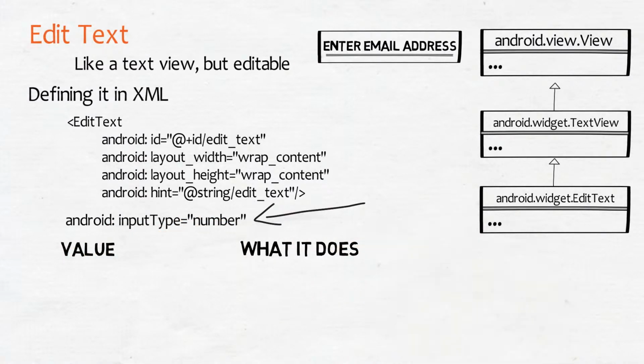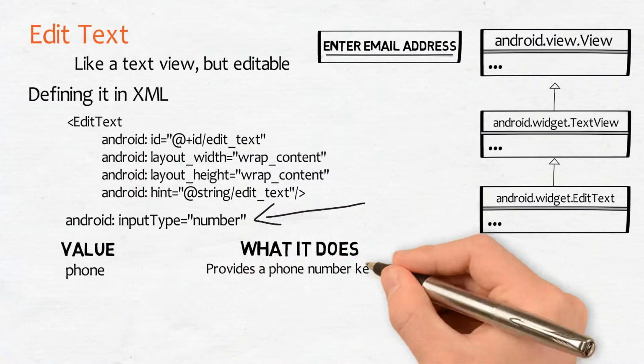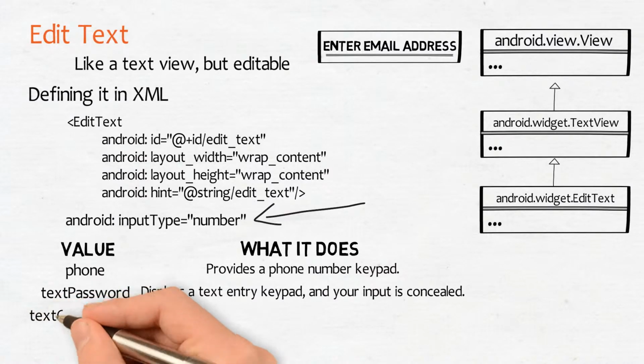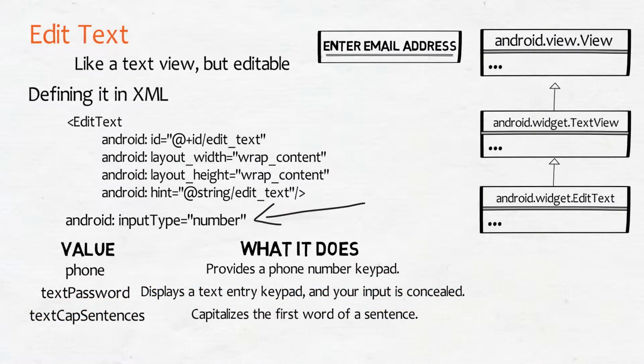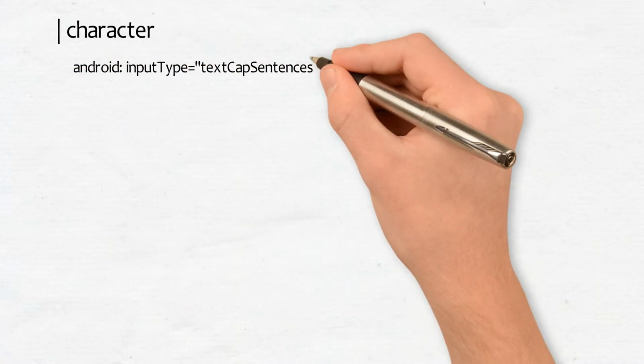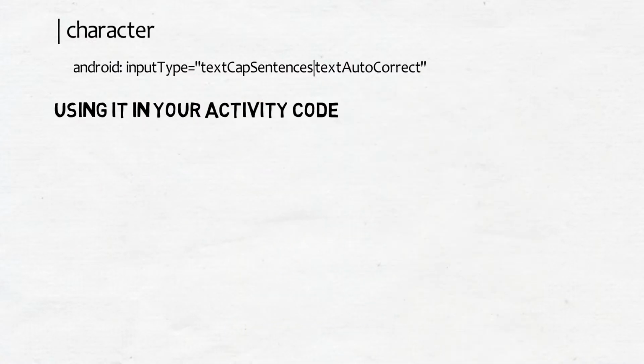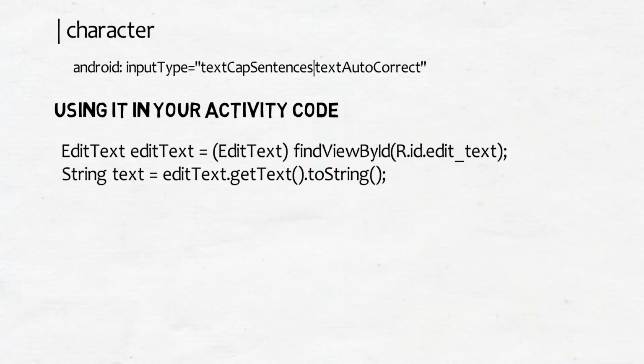Here are some more. Phone provides a phone number keypad. textPassword displays a text entry keypad and your input is concealed. textCapSentences capitalizes the first word of a sentence. textAutoCorrect automatically corrects the text being input. You can specify multiple input types using the pipe character. As an example, to capitalize the first word of a sentence and automatically correct any misspellings, you would use android:inputType equal to textCapSentences|textAutoCorrect. You can retrieve the text entered in an editable text view like this.